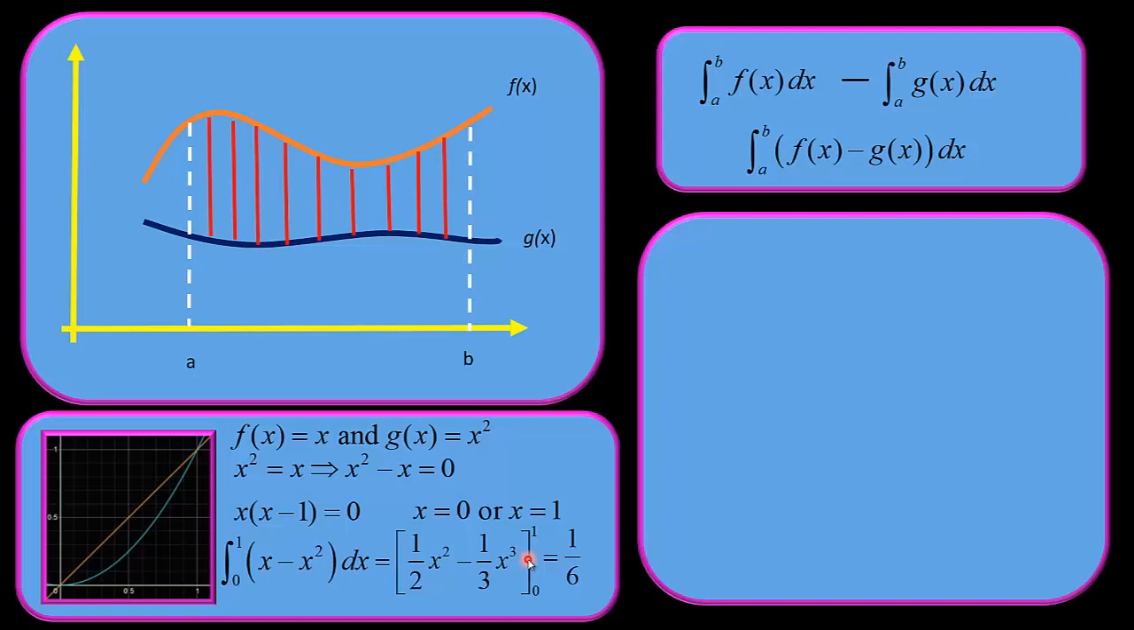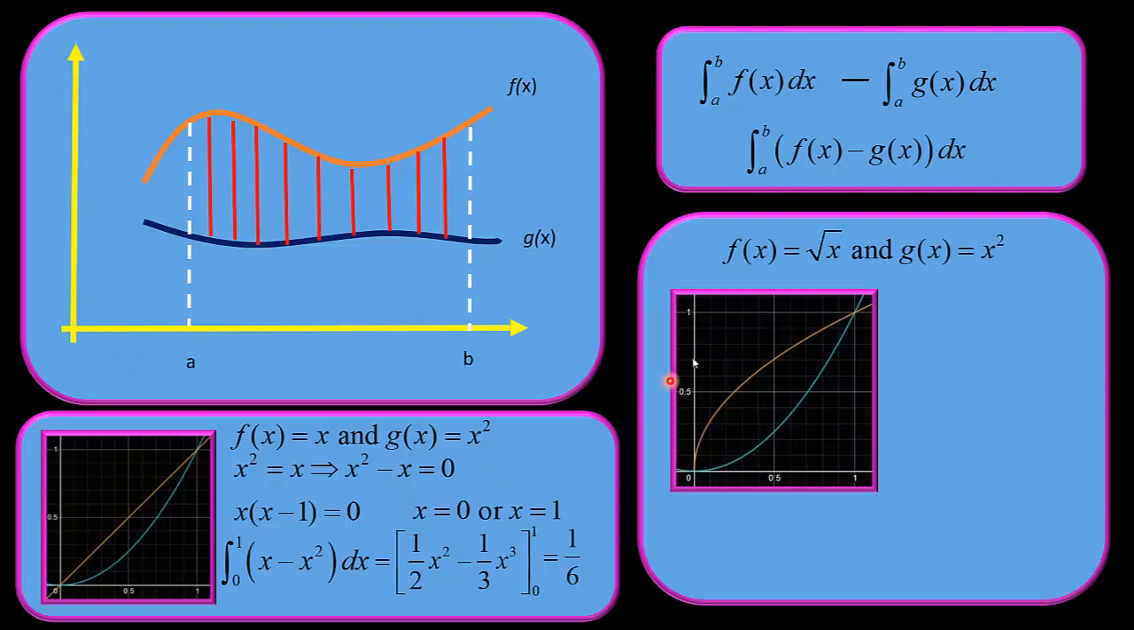Cool. Okay, now let's look at another example real quick. Let's suppose that f of x is equal to the square root of x, g of x is equal to x squared. Same thing. So we go through the same process. We're just looking at another example here.